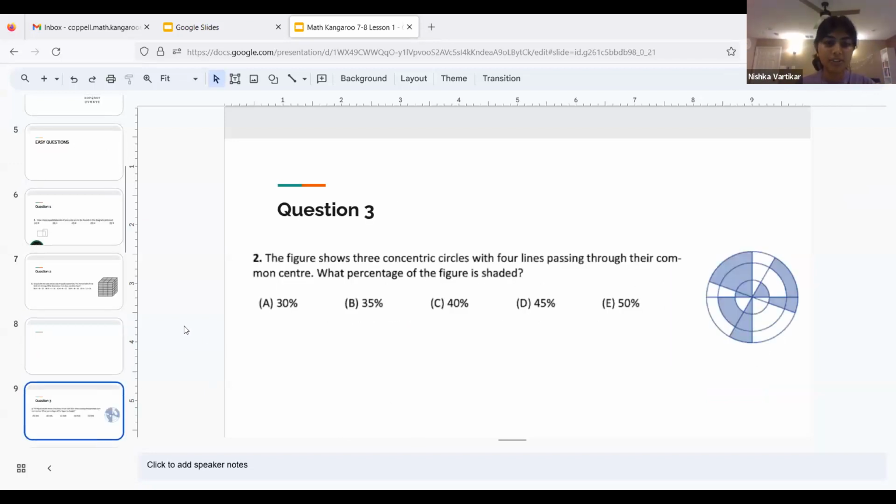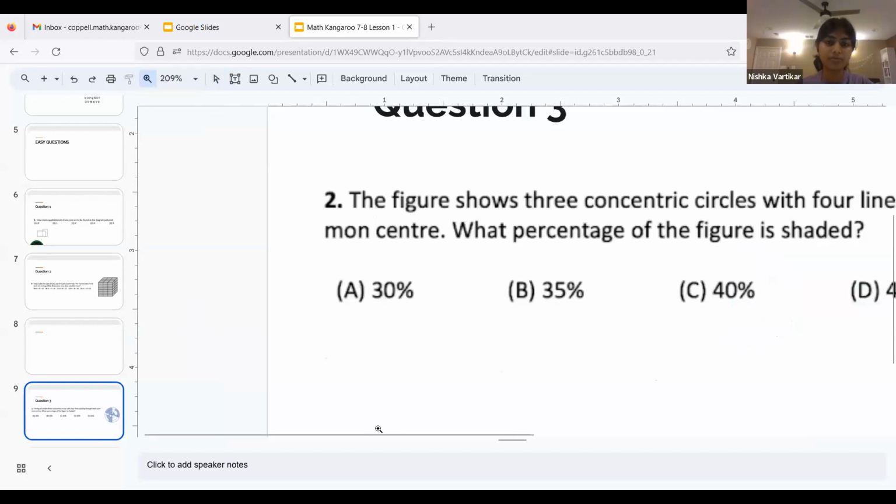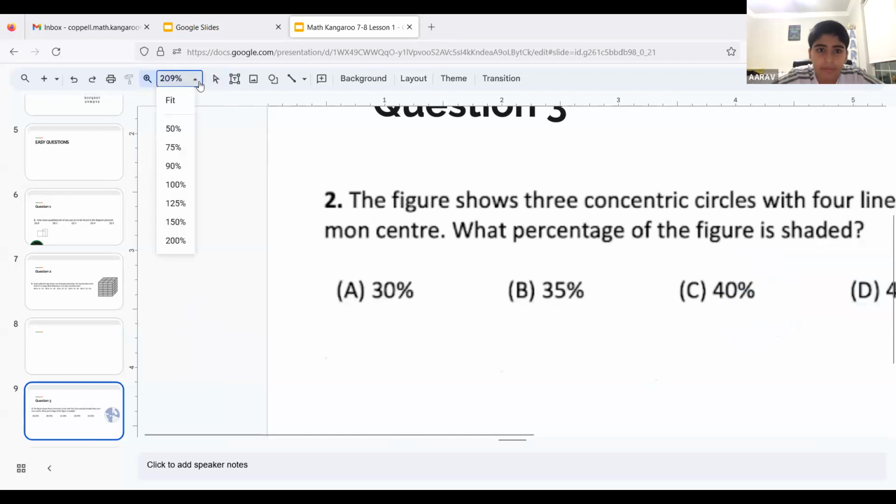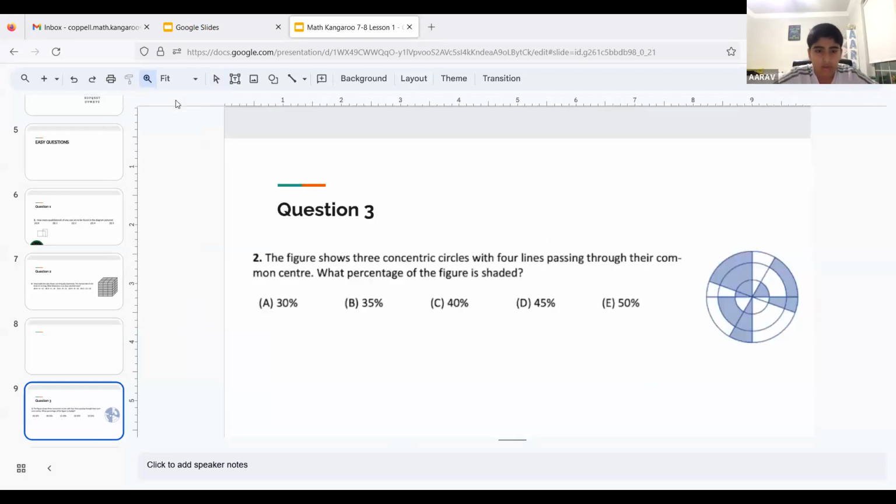So this question says, the figure shows 3 concentric circles with 4 lines passing through their common center. What percentage of the figure is shaded? Can you zoom out? I can. Okay. I have my answer. I have my answer too. I have my answer too.